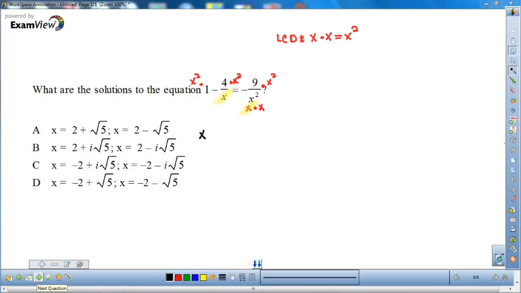So I'm going to end up with x squared. One of my x's is going to cancel, so minus 4x, and both x squareds cancel, and then equals negative 9. So it's a quadratic, so I'm going to try to factor, so I'm going to move the 9 to the other side.